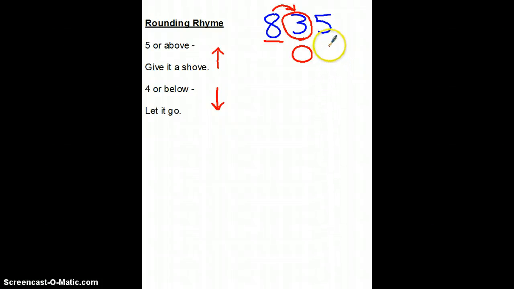And actually, everything following it will become a 0. That's generally what we do when we round. And the place that I want to round to is going to stay the same this time, because I'm just letting it go. I'm keeping it the same. Let's look at another example.